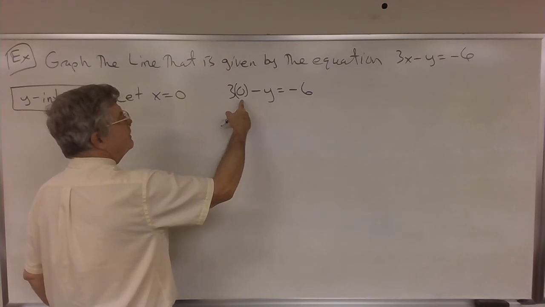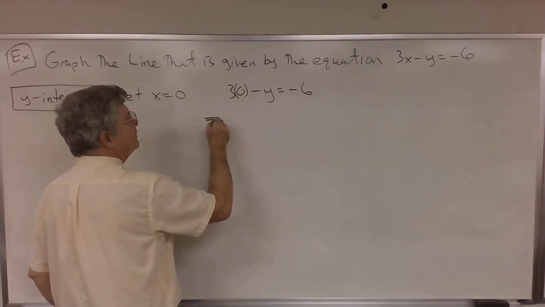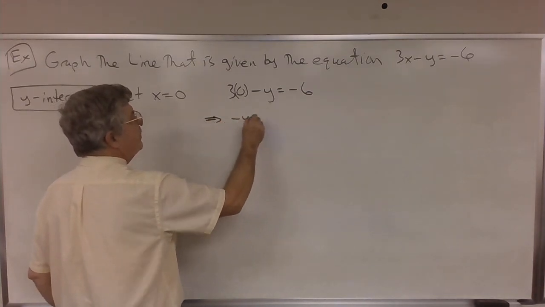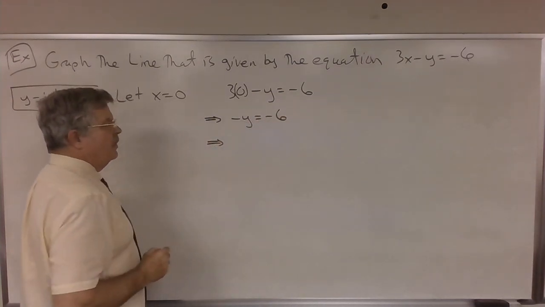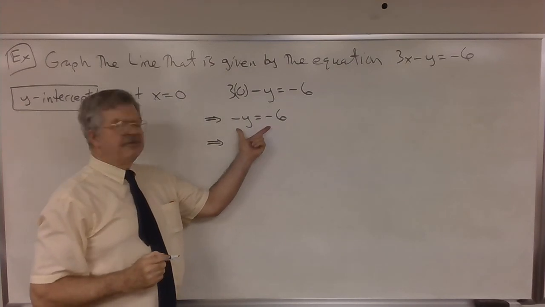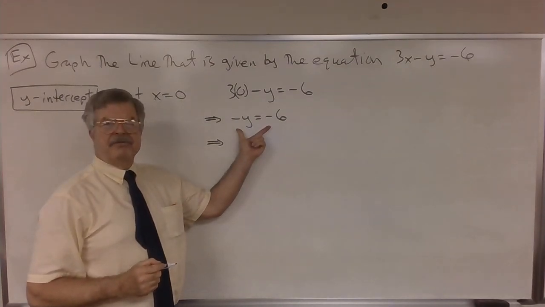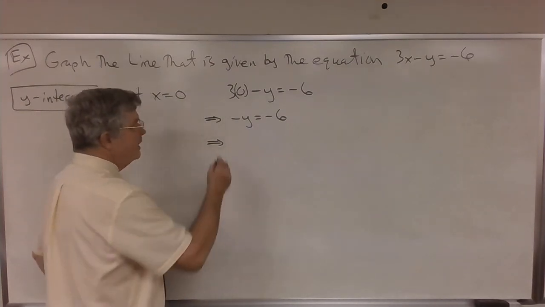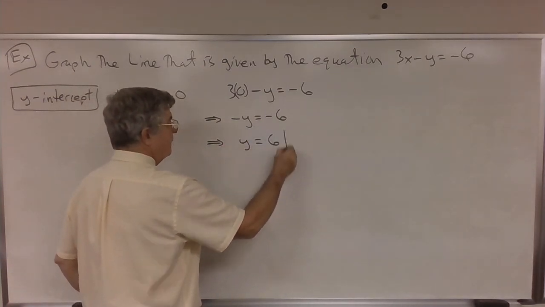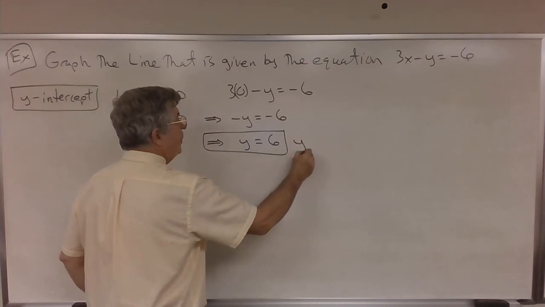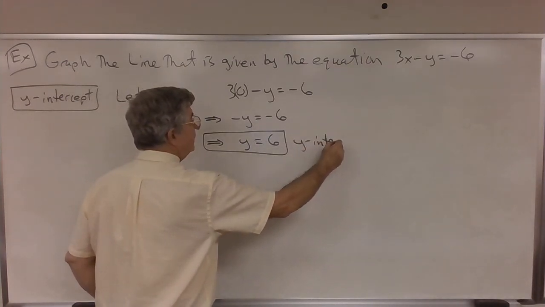Now what does this become? 3 times 0 is 0. So we have negative y equals negative 6. But I want y. So I guess what I'll do is multiply both sides by negative 1. And I'll get positive y equals positive 6. Y-intercept.